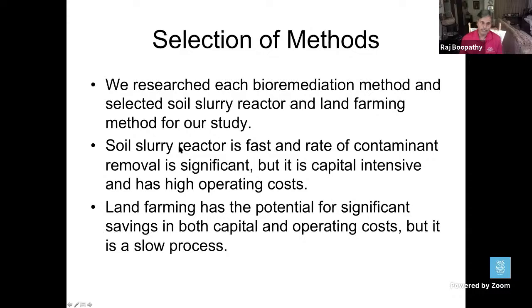So we chose these two methods, the soil slurry reactor. The reason for that is the method is fast. You can remove the contaminant really, really fast, but the disadvantage is it's capital intensive. It's going to cost you more money. Okay. The land farming has a potential for significant savings. The operating cost is less, but the reaction time is slow compared to the slurry reactor. So we want to compare these two and give the Army an option, which one to use. Okay.